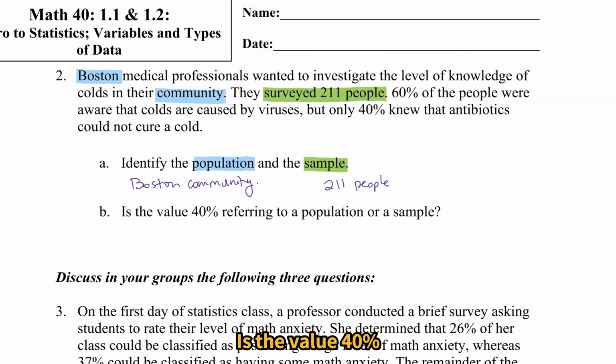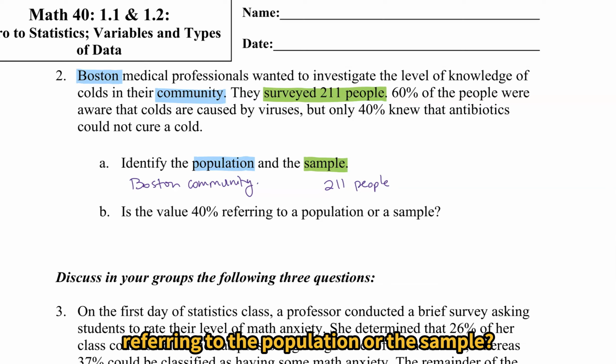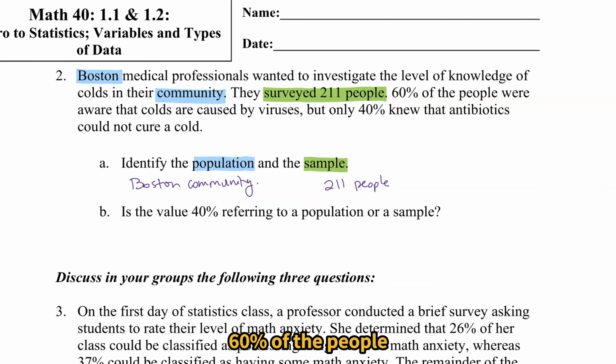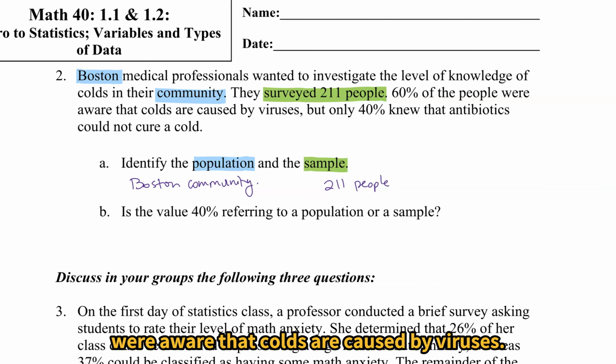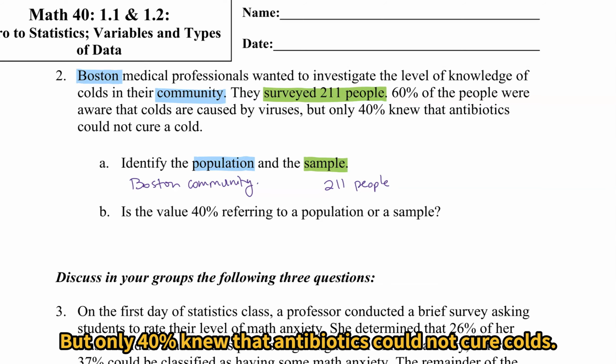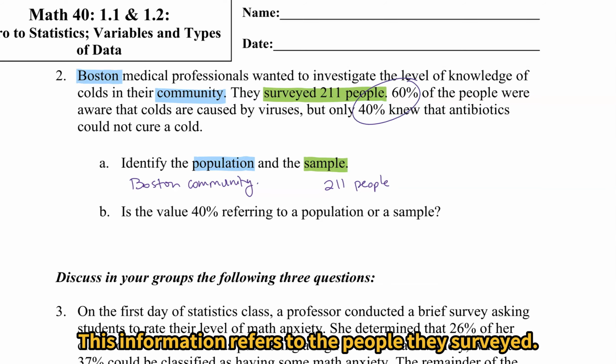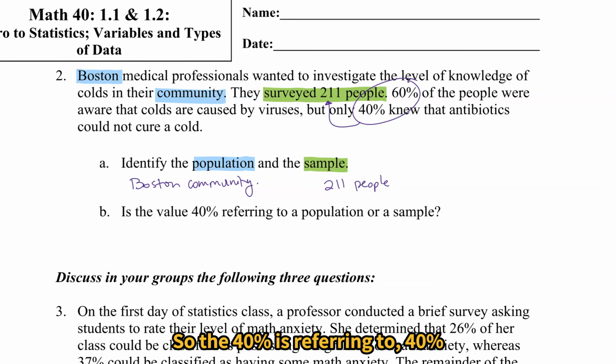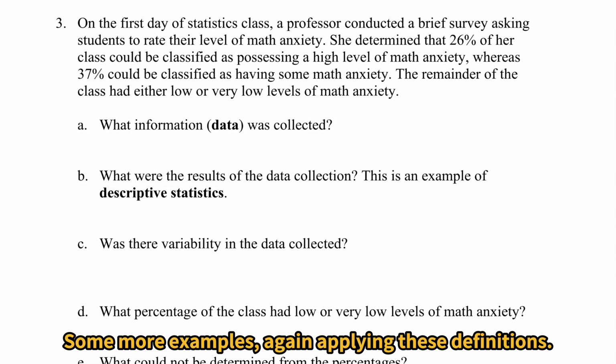Is the value 40% referring to the population or the sample? Well, let's go back to the problem. They surveyed 211 people. 60% of the people were aware that colds are caused by viruses, but only 40% knew that antibiotics could not cure a cold. This information refers to the people they surveyed. So the 40% is referring to the sample.